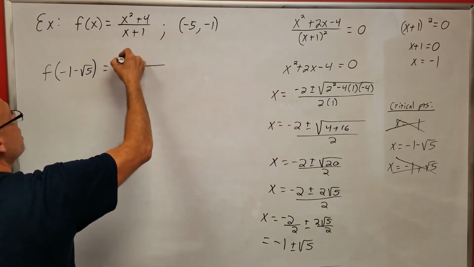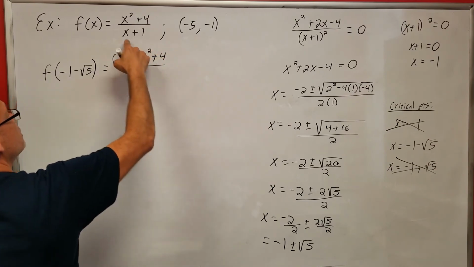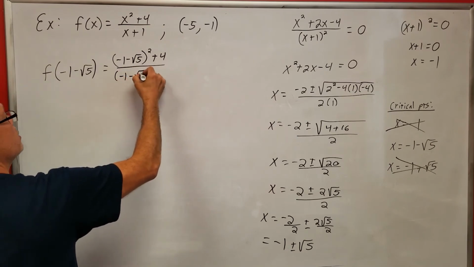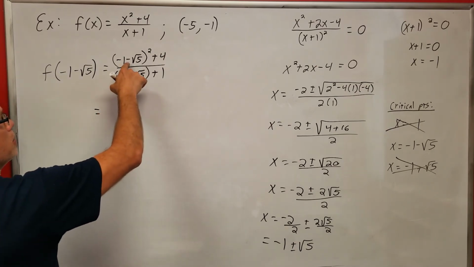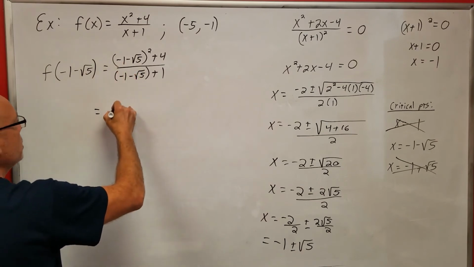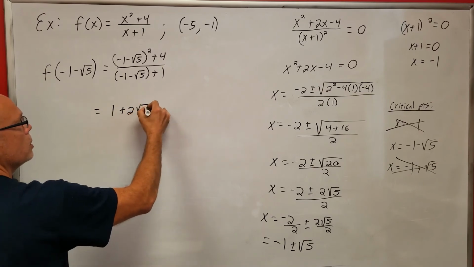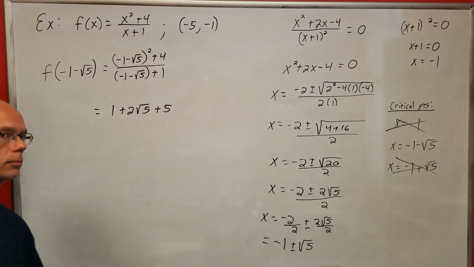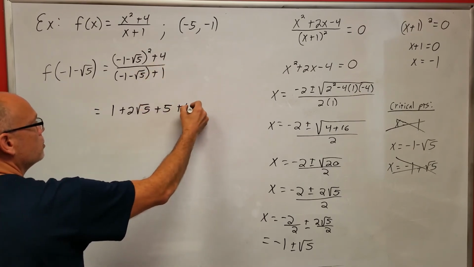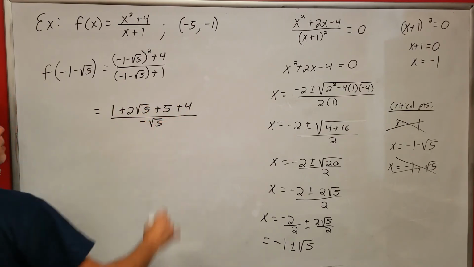So up here, instead of x squared, I'm going to have negative 1 minus square root of 5, squared, plus 4. Instead of x plus 1, I'll have negative 1 minus square root of 5, plus 1. What does this give me if I square this binomial? Square the first term, you get 1. Multiply these two terms and double them, you get 2 square roots of 5. And square your last term, you get plus 5. Then we have our plus 4, all over 1 minus 1 is 0, so I have negative square root of 5 at the bottom.